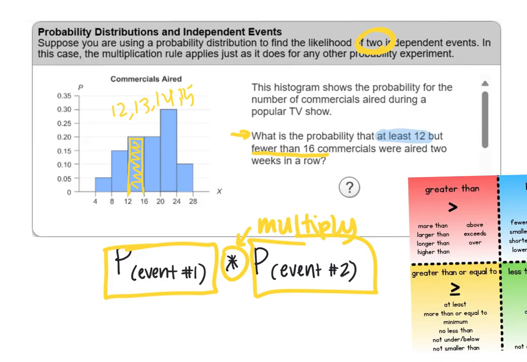So for week 1, the probability of that occurring is 0.2. The probability of it occurring the second week is once again 0.2. And to calculate the overall probability that it'll happen 2 weeks in a row, we multiply that together. And when we do that, we get 0.04.